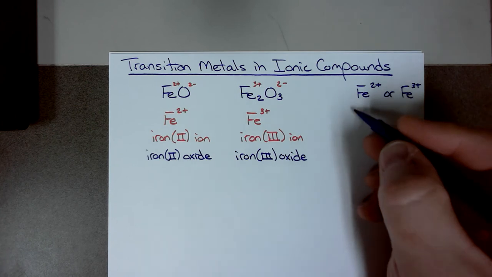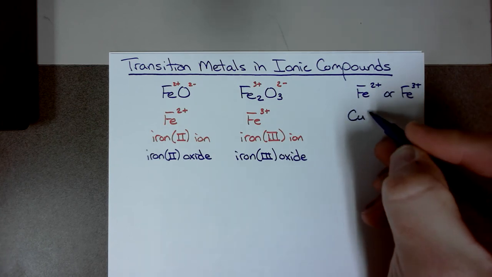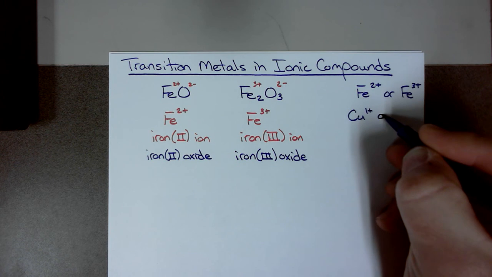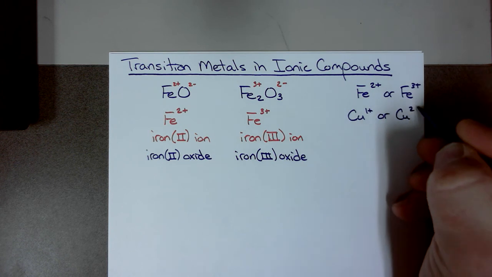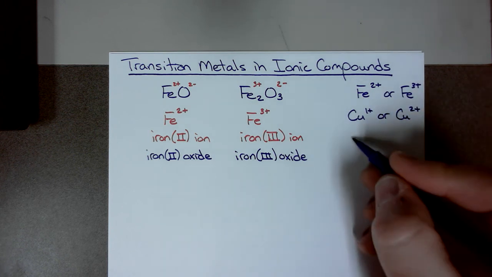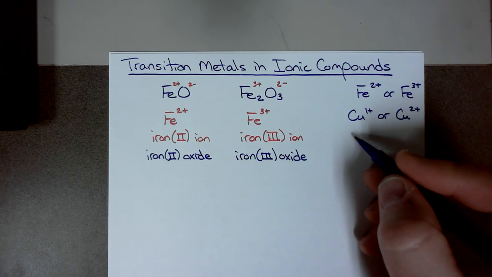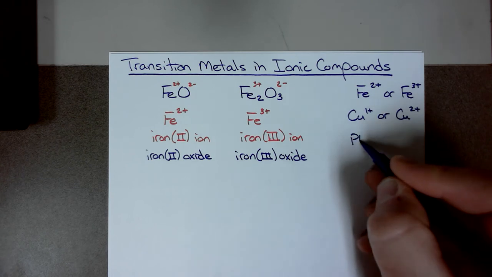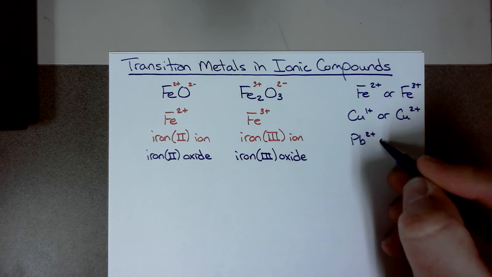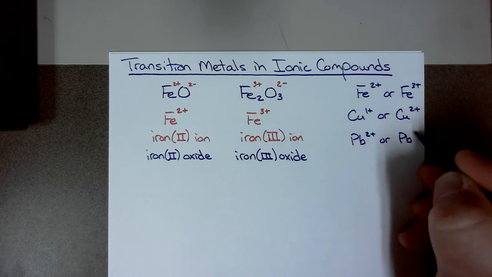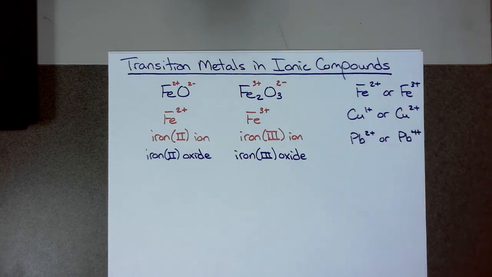We may also have copper 1 plus or copper 2 plus. Another one that is not really a transition metal but does have two different charges would be lead 2 plus or lead 4 plus. So we have to use the anion to determine the charge.